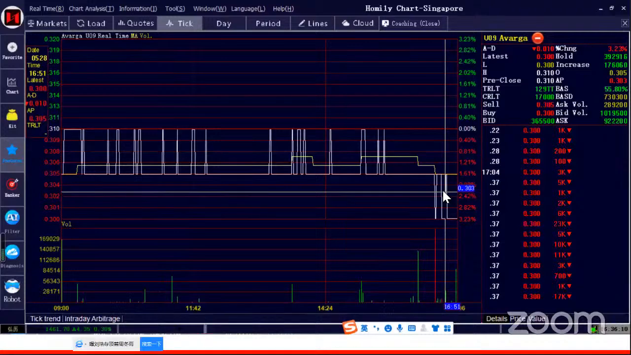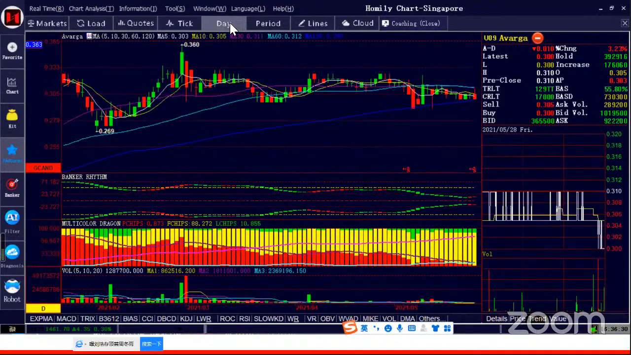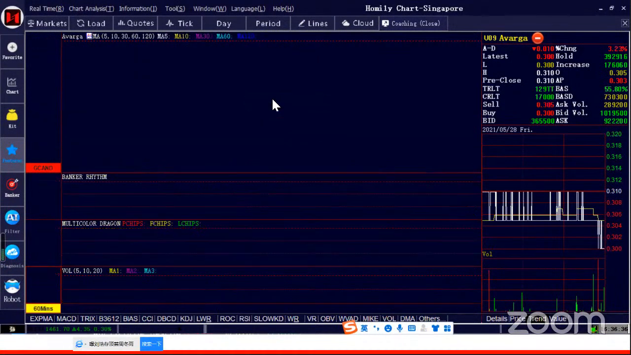How to open two charts for the same stock? For example, the day and 60 minutes chart. If you want to open the day chart, you just click day. If you want to open the 60 minutes, then go to period and click 60 minutes.